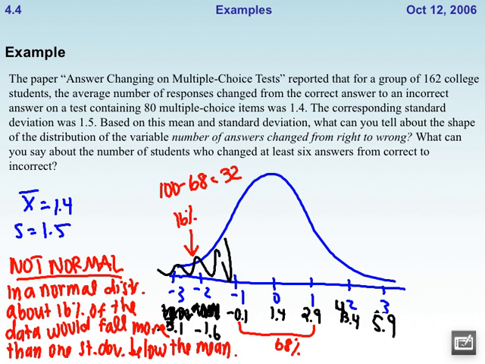Could you go ahead and say that it would be skewed left or negatively skewed, or could it be something different, like bimodal? It could be bimodal or uniform, or you could just say it's not normal. Yeah, all we can say is we know it's not normal.